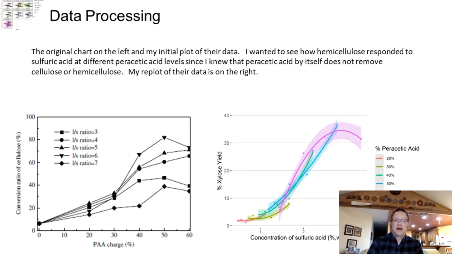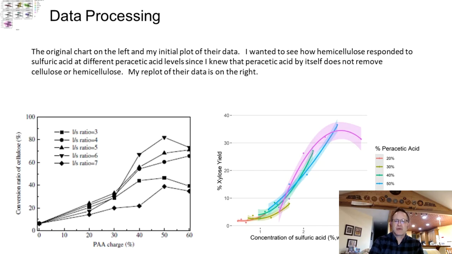Okay. So the first thing I did, I decided to start transforming the data just a little bit. Here is their graph on the left, and you can see a couple of things. They were looking at cellulose conversion here. This is the same as liquor to wood ratio; they just called it liquor to solids ratio. Their charge of peracetic acid and the trends. So, with a little bit of the knowledge I had about acid hydrolysis, I wanted to start my first transformation and plot it versus the concentration of sulfuric acid and xylose yield, looking at the impact of the peracetic acid on that process.